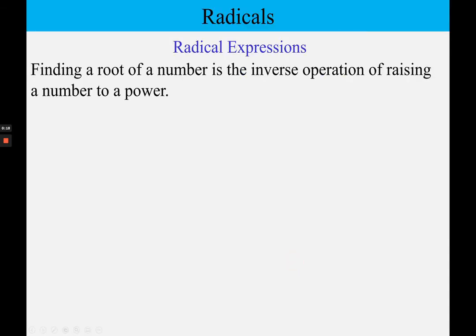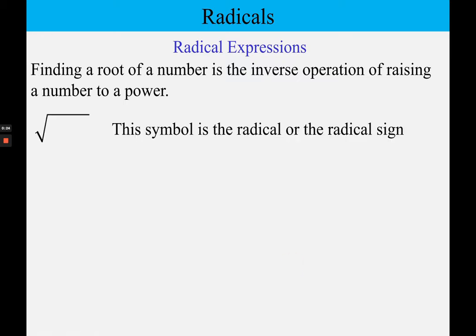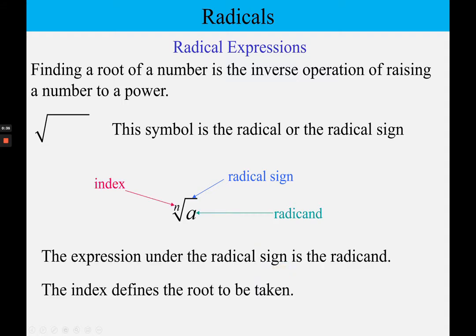Finding a root of a number is the inverse operation of raising a number to a power. In your expression, this symbol here you see is called the radical sign. In the given expression, the expression under the radical sign, which is a, is called the radicand. The index defines the root to be taken.